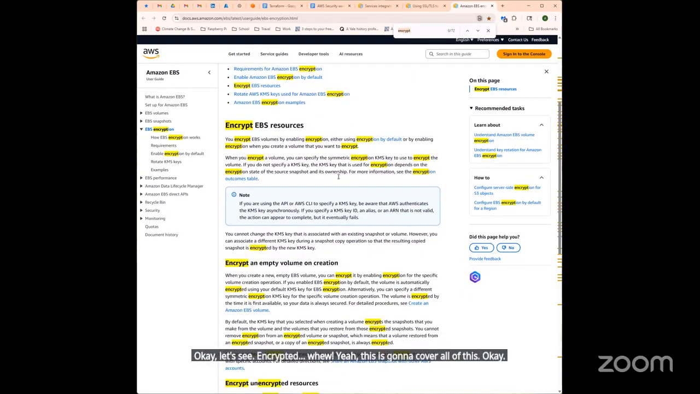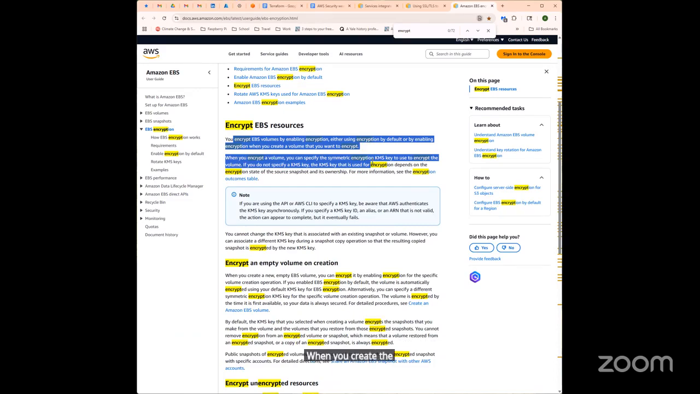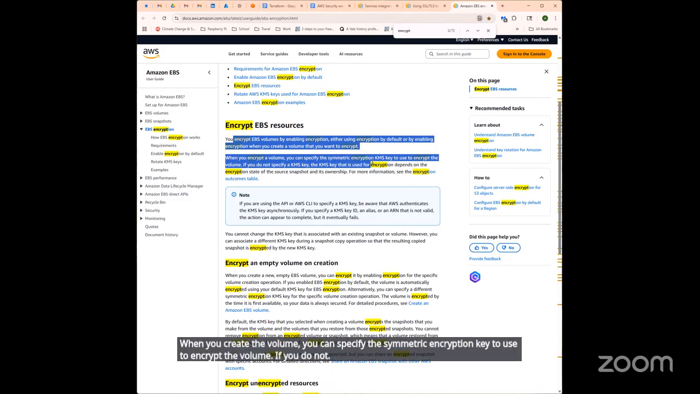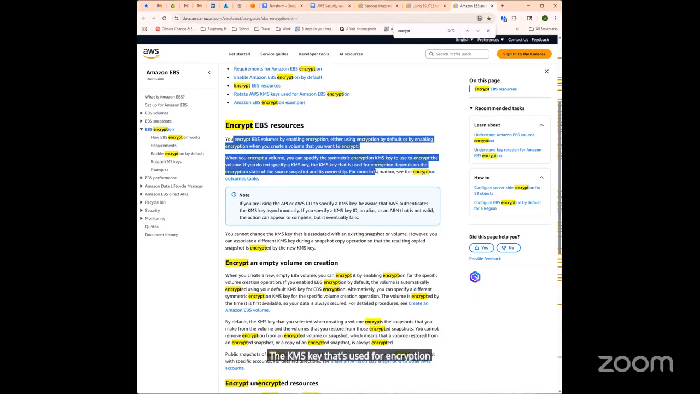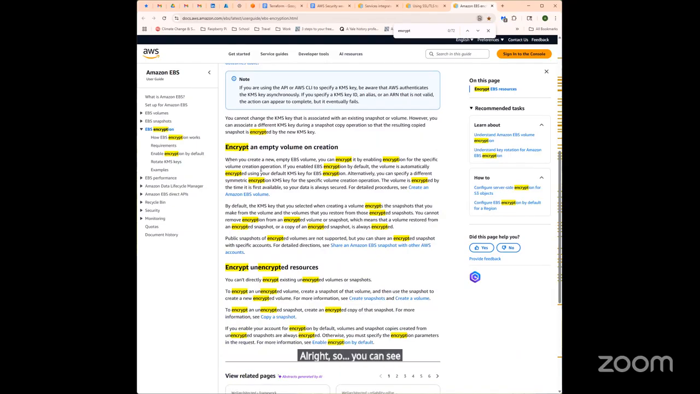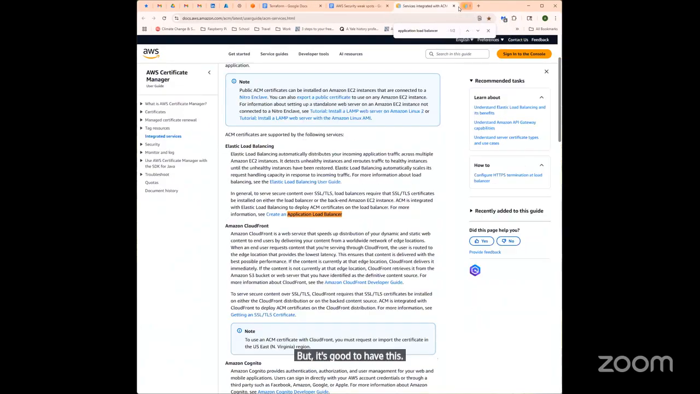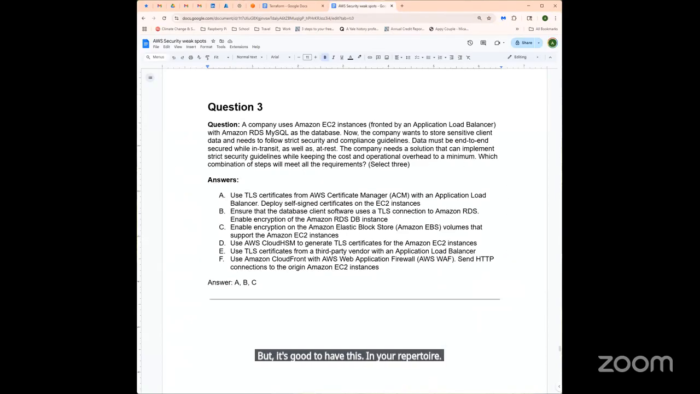Okay. So you encrypt EBS volumes by enabling encryption by default or enabling it when you create a volume you want to encrypt. When you create the volume, you can specify the symmetric encryption key to use to encrypt the volume. If you do not, the KMS key that is used for encryption depends on the encryption state of the source snapshot and its owner. All right, so you can see a lot of information here on encryption. This is very important for your storage. We've covered this before, but it's good to have this in your repertoire. All right, next question.